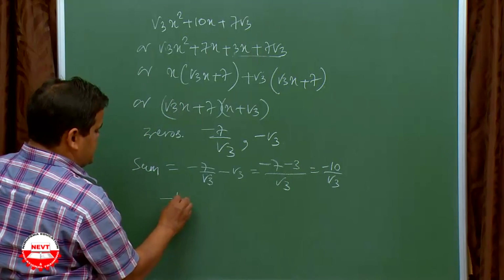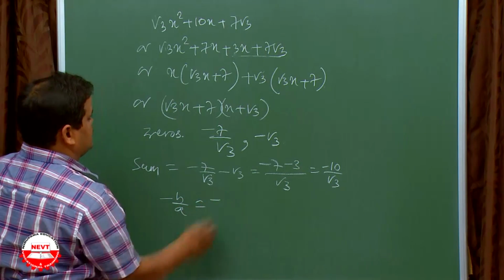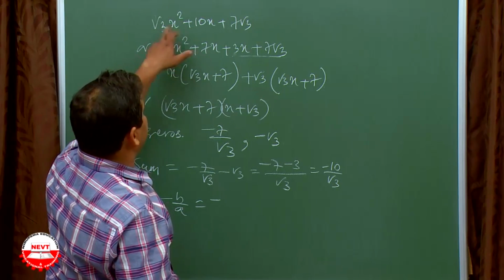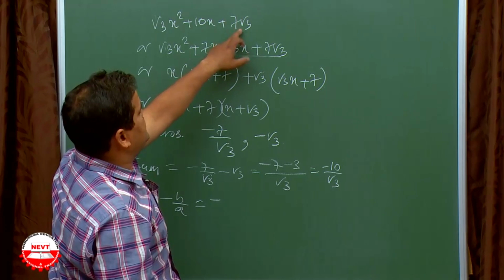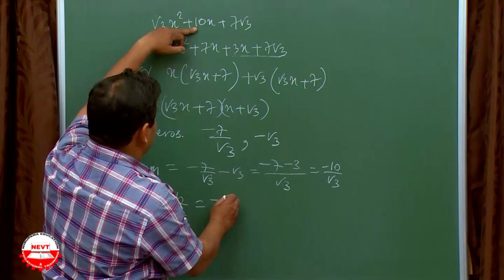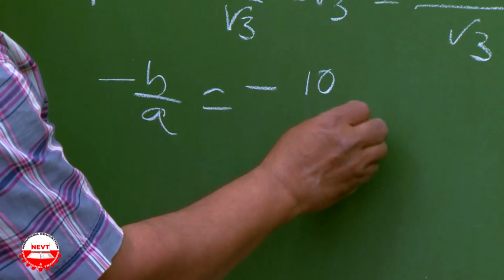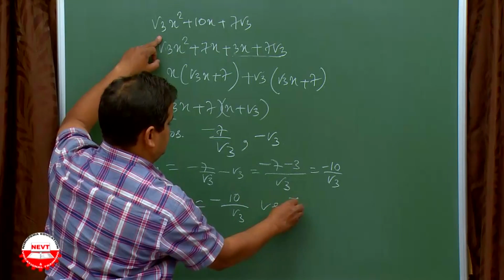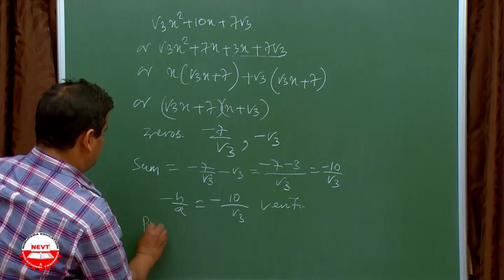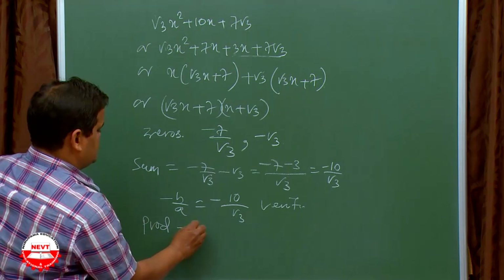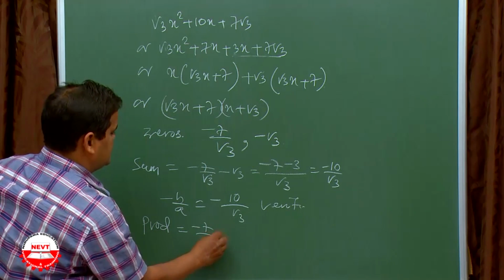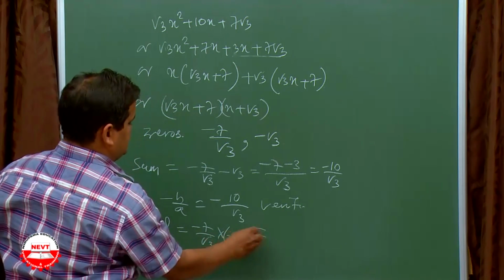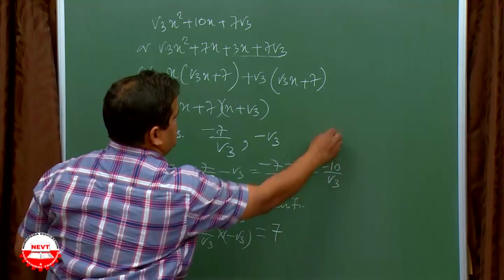What is minus b by a? Just observe the question here. a is root 3, b is 10, c is 7 root 3. So minus b by a means minus 10 by root 3. It is verified. Similarly, product: minus 7 by root 3 into minus root 3 is equal to, this will cancel, 7. So what is c by a?